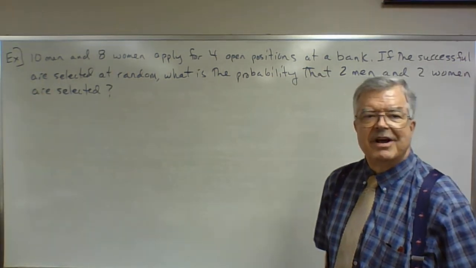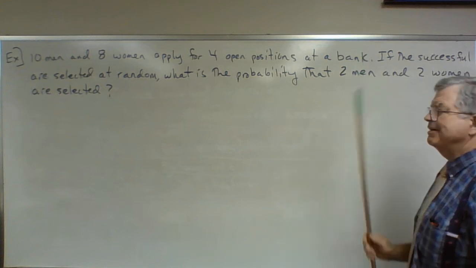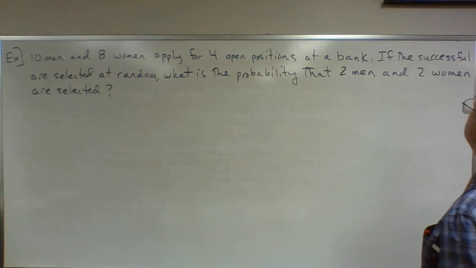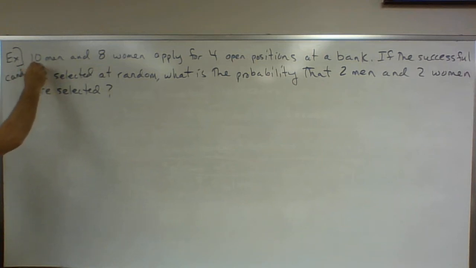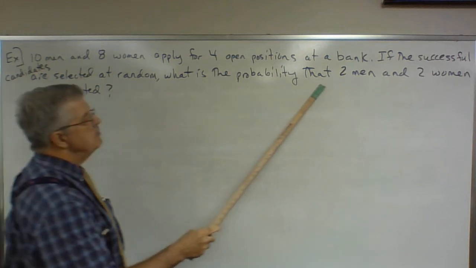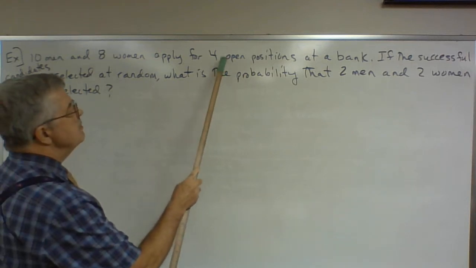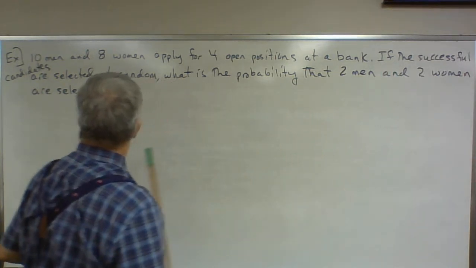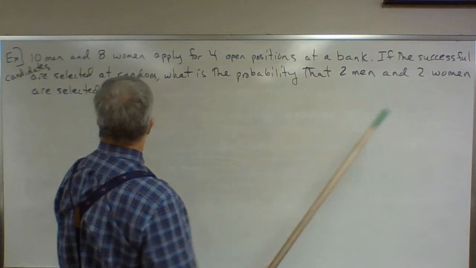This next exercise has a nice little twist to it. 10 men and 8 women apply for 4 open positions at a bank. If the successful candidates are selected at random, what is the probability that 2 men and 2 women are selected? We have 10 men and 8 women, 18 people total, applying for 4 open positions. The successful candidates are selected at random. So every person is equally likely to be selected. What is the probability that 2 men and 2 women are selected?